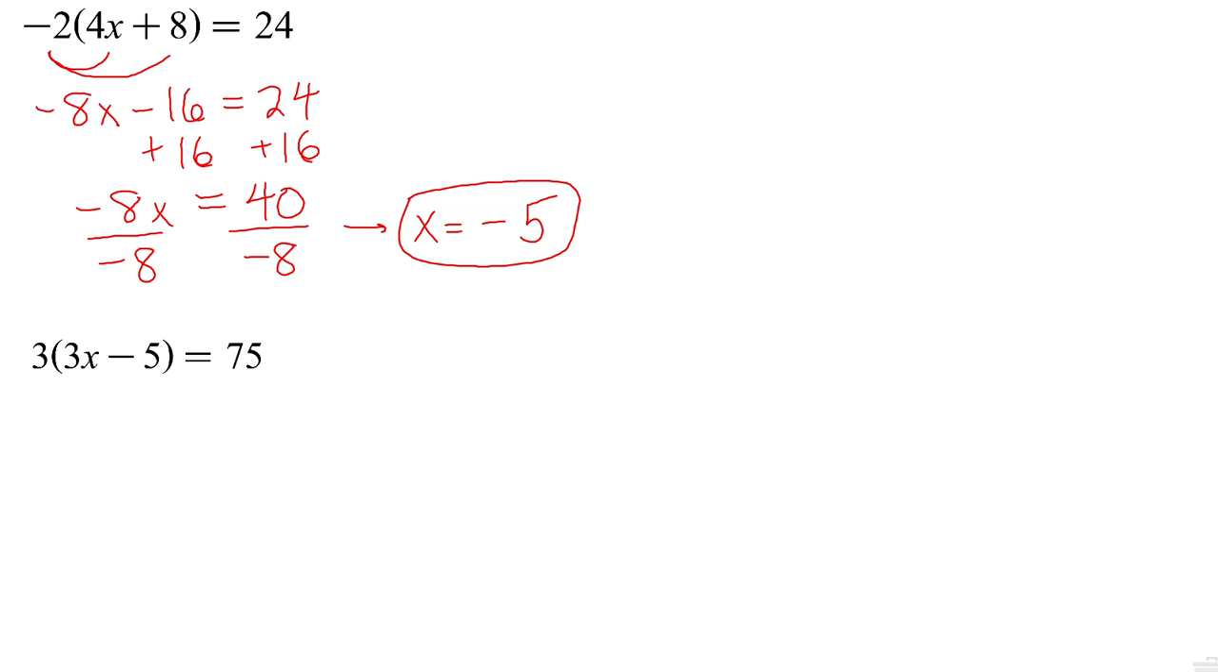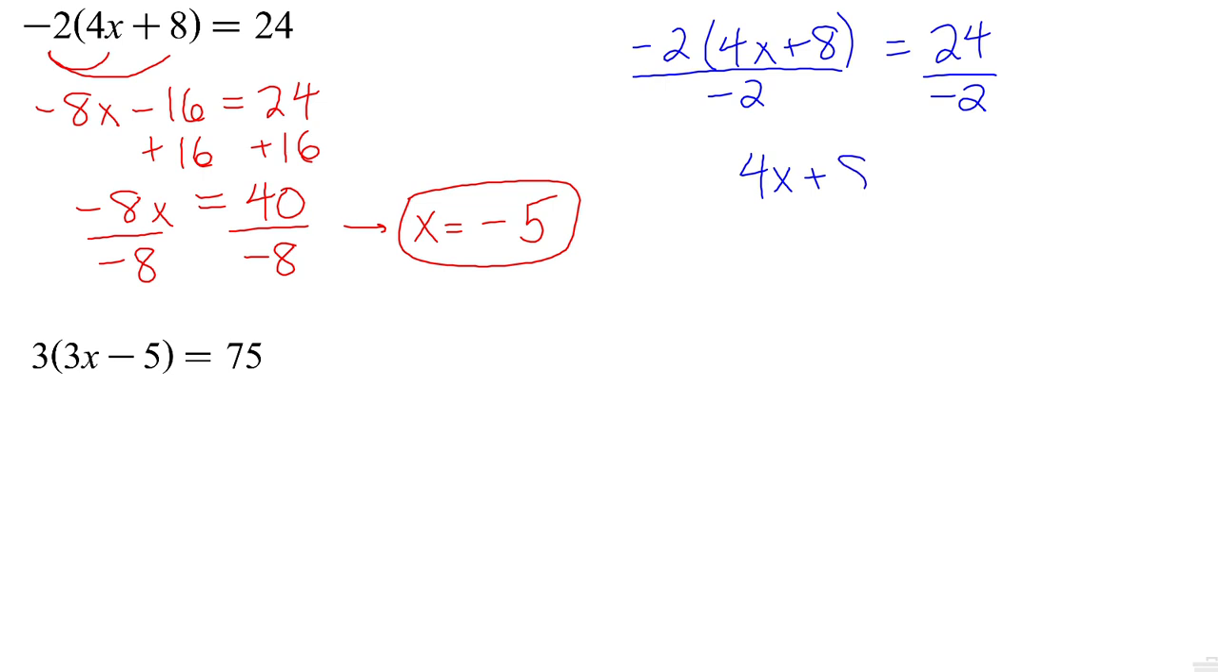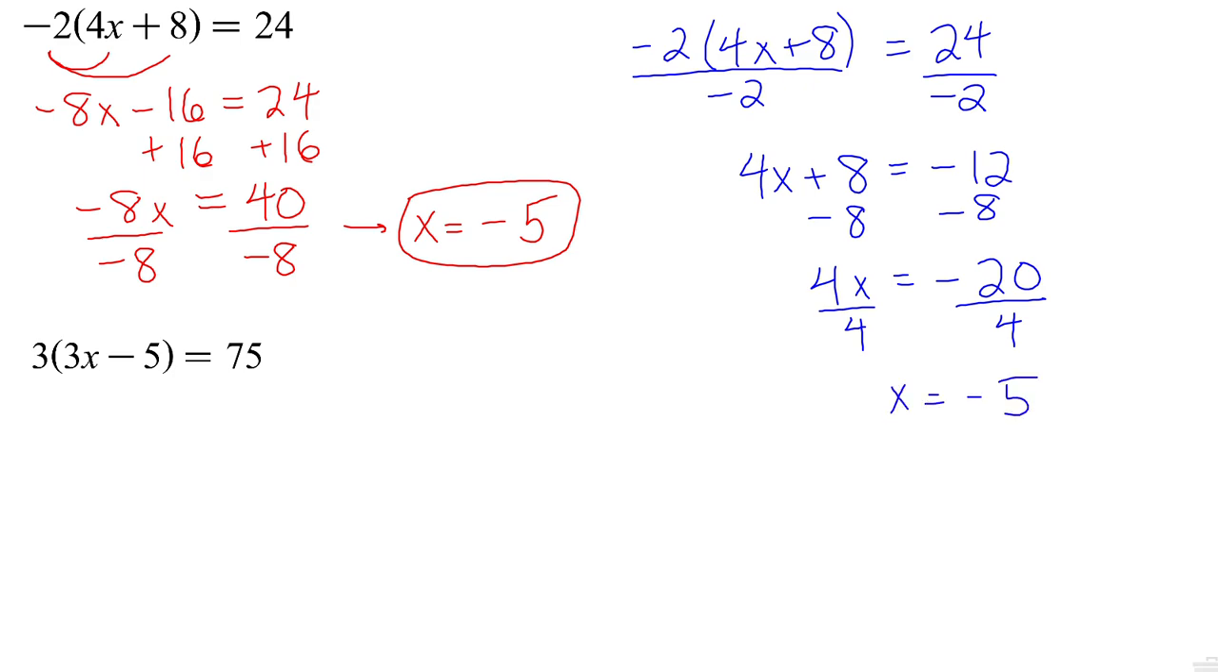And just to show that we could have done this the other way as well, negative 2 times 4x plus 8 equals 24. Same problem. We could have divided both sides by negative 2 to start with. Right? So that would just give us 4x plus 8 equals negative 12. When we subtracted 8 this time, we'd get 4x equals negative 20. And then when we divided by 4, we would get the same answer, x equals negative 5.